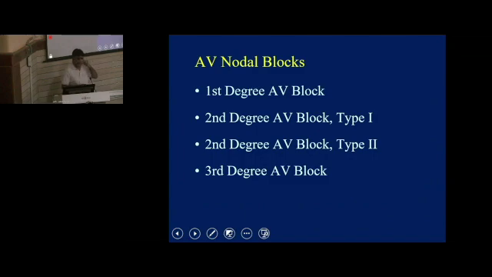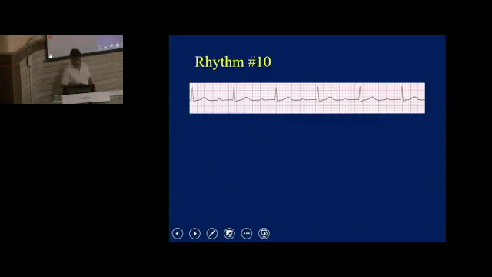Now let us move to the blocks, commonly called heart blocks. We have first degree, second degree, which has two types, type 1 and type 2, and then we have third degree, which is also called complete heart block, right? Okay, let us go one by one. Is it all clear? Any doubts till now? Okay, let us move forward. Now tell me about this rhythm. What is the problem?